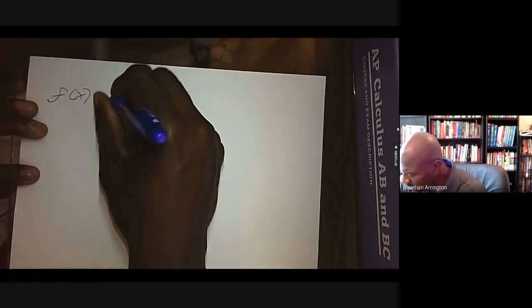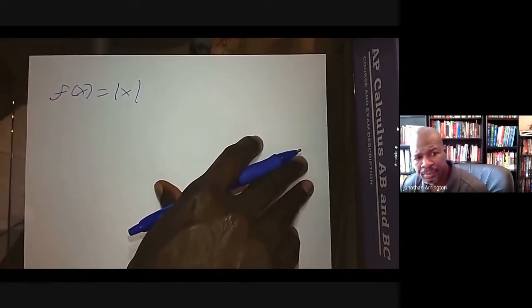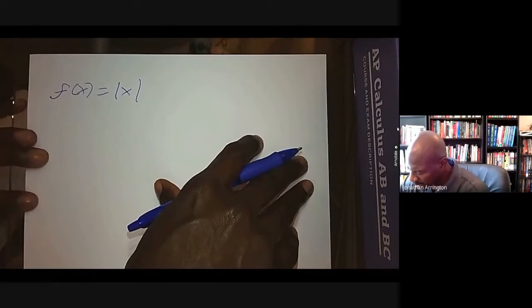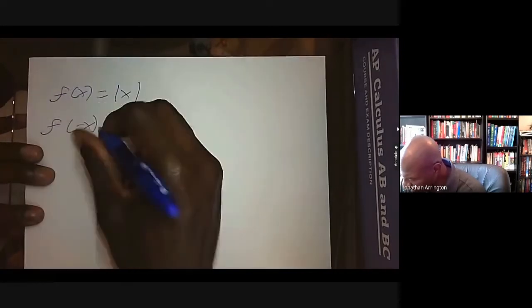Let's look at another example. Say my function is the absolute value of x. I'll do the test, so I want to check if this is odd, even, or neither. I'll find f of negative x.